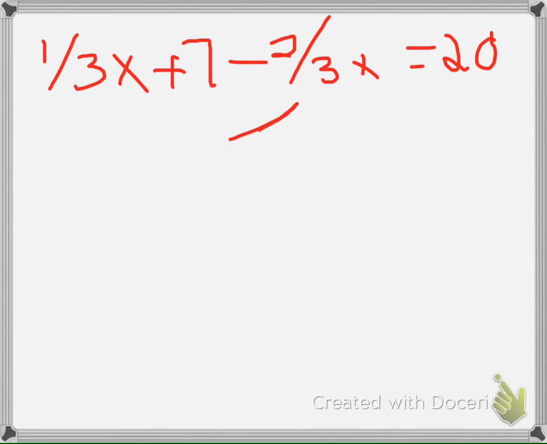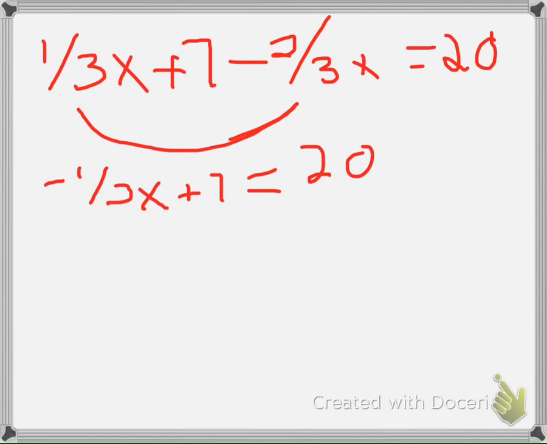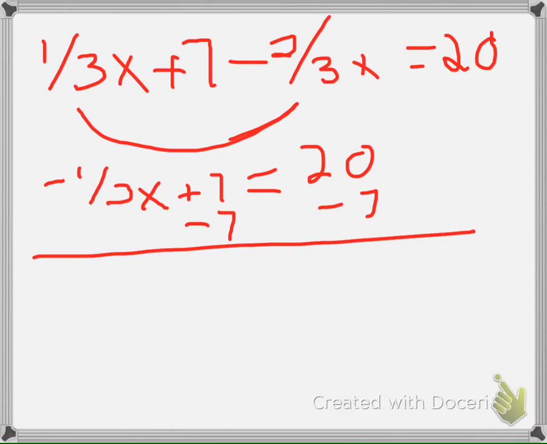Okay, first we have to combine like terms. Negative 2/3 x and a positive 1/3 x is equal to negative 1/3 x. I still have the 7. Of course, I still have the equal and the 20. Subtract 7, subtract 7. 20 minus 7 is 13. This, of course, is gone. Negative 1/3 x.